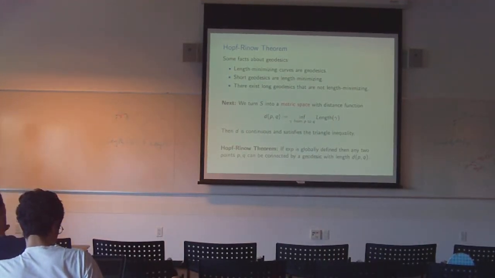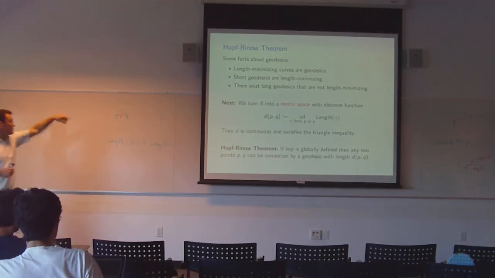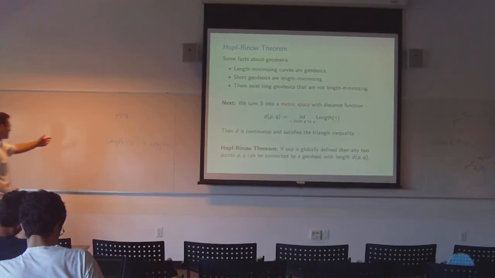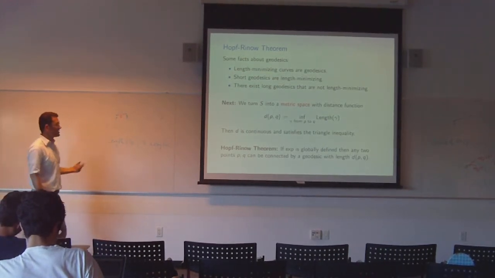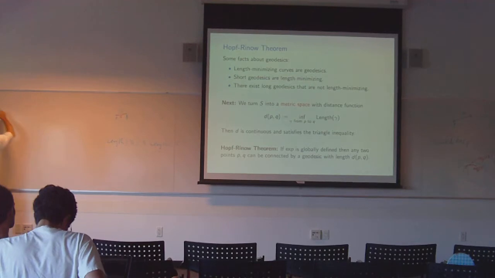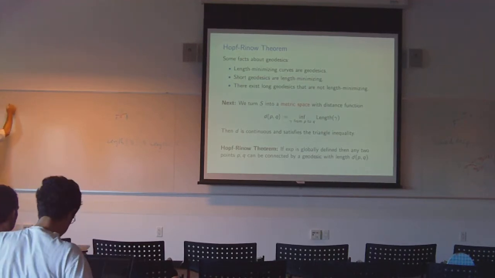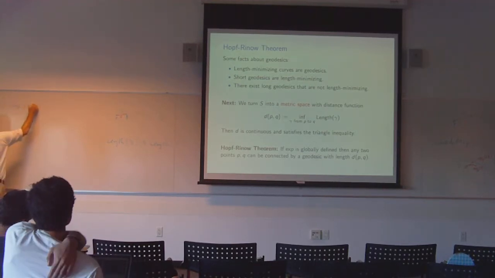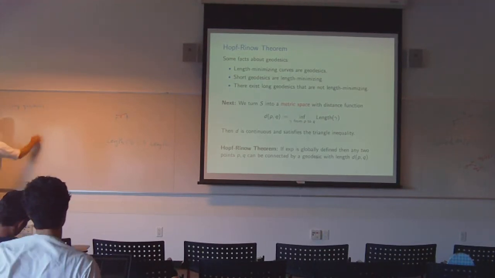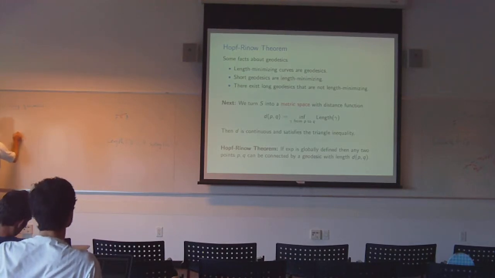Okay, so what do we know so far? I'm at the top there, 3 bullets on top. What we know about geodesics so far is that length minimizing curves, if they exist, have to be geodesics, because that's how we started this whole topic. We also know from this theorem here that short geodesics are length minimizing. Another thing we have to point out is a fact about long geodesics: a long geodesic isn't necessarily length minimizing.